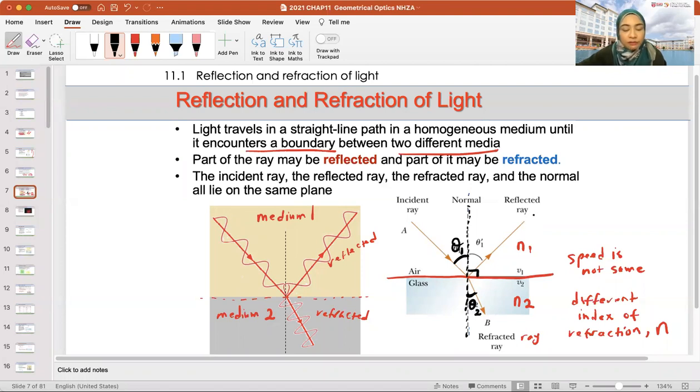And same case for reflected. This is your reflected ray with respect to the normal. This is your reflected ray.